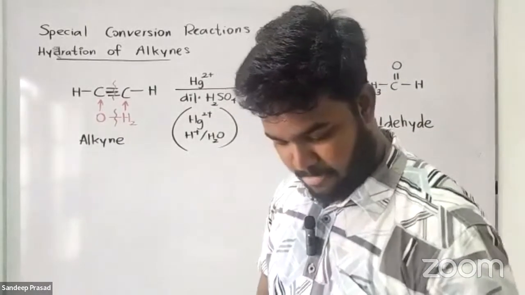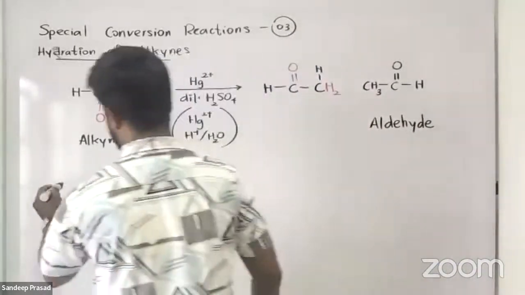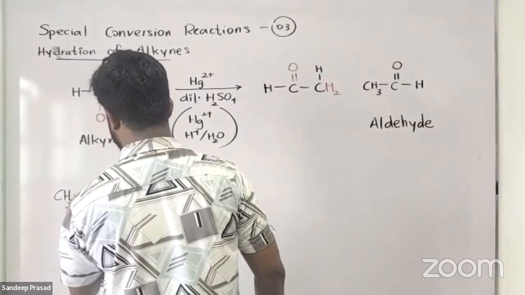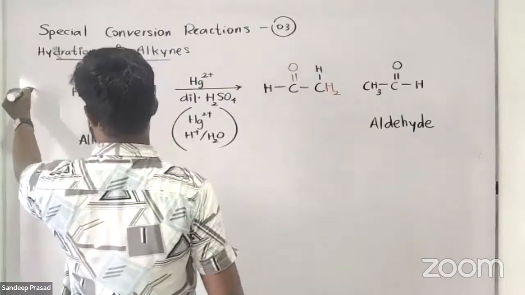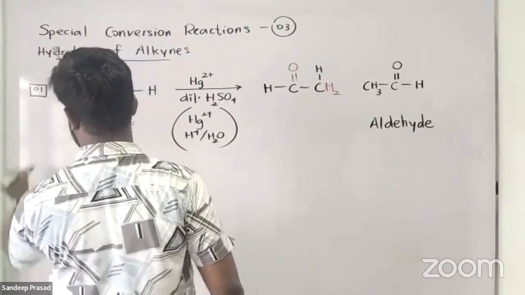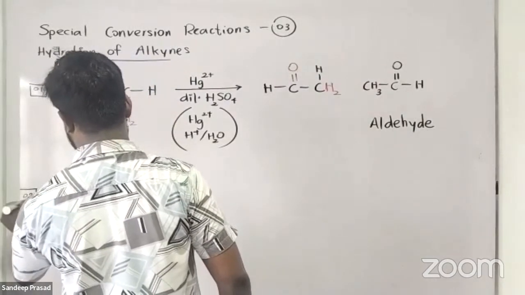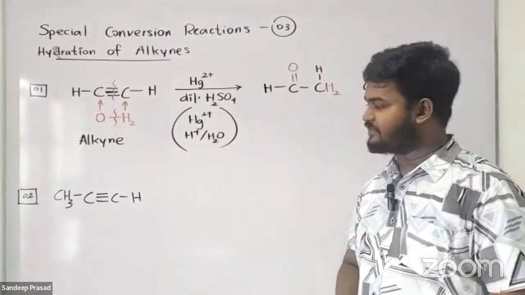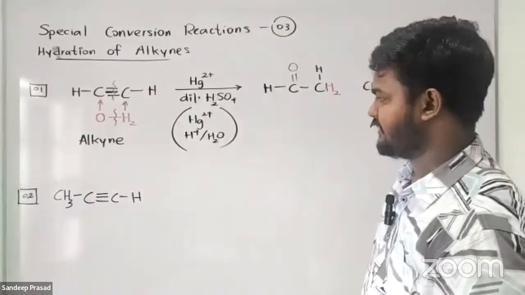Let me take here CH3, C triple bond. So this is the first example. This is the second example. So this is also an alkyne, but what is the difference between the previous alkyne and this alkyne?